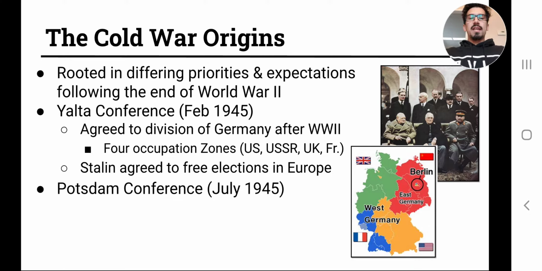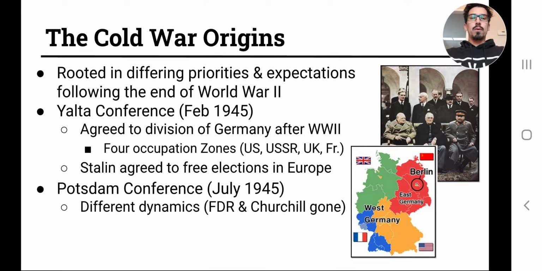And then just a few months later, in July, they had another conference at Potsdam, and this is following the end of the war in Germany or in Europe, but the Asian War was still happening at the time. And a lot of things were different in this war. So FDR had passed away in April of that year, and then Churchill, who was originally going to be a participant in this conference, was ousted as a result of the victory of the Labour Party in 1945 parliamentary elections. So Churchill was gone. And so at Potsdam, it's a completely different diplomatic situation.